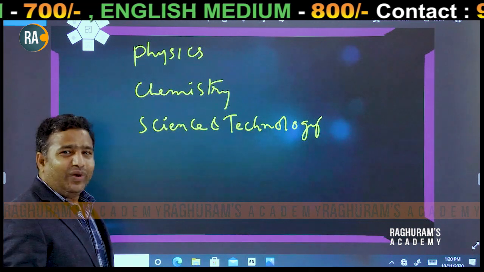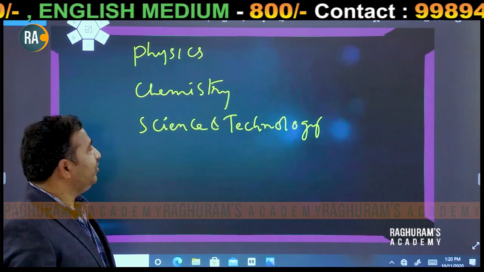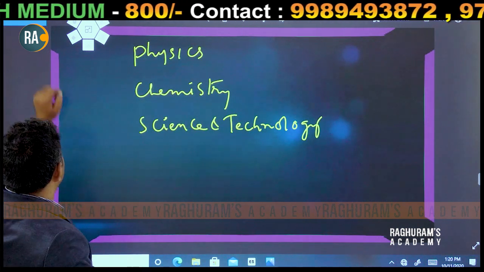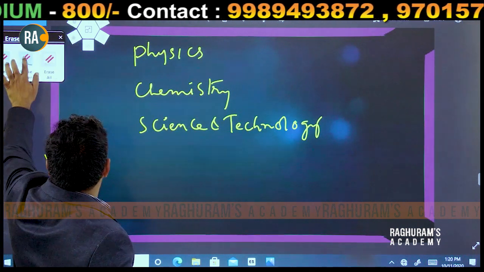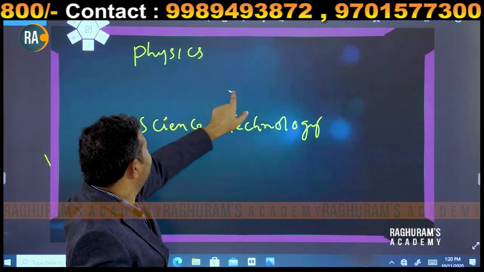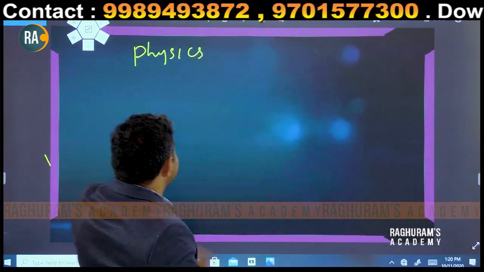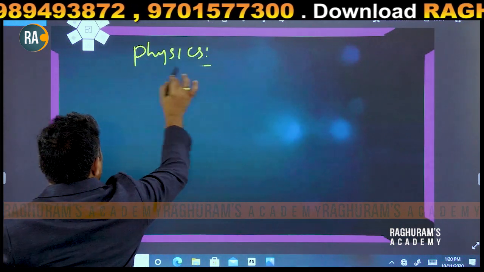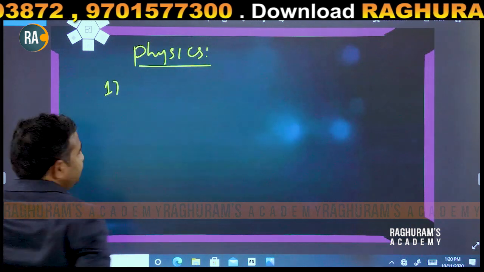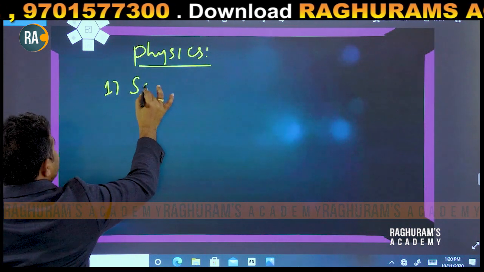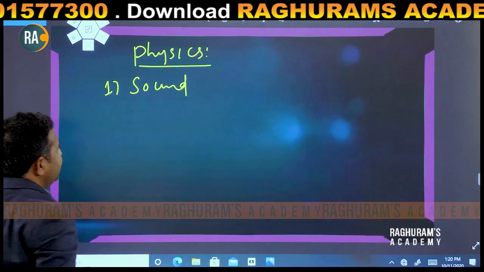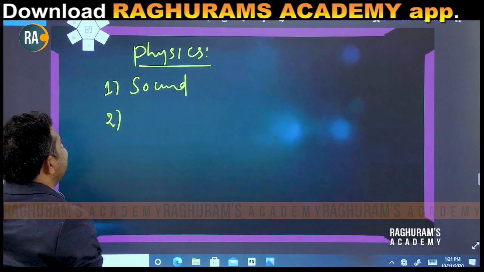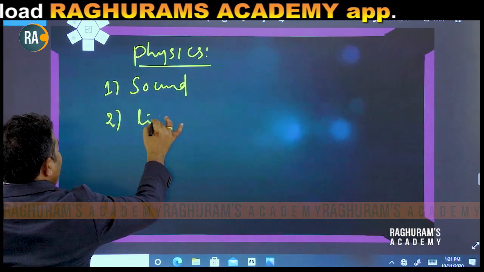So first of all, what is the syllabus of physics? Now I am explaining the syllabus of physics, so please listen carefully. First chapter is sound. Sound is the first chapter in our physics. Second chapter is light.